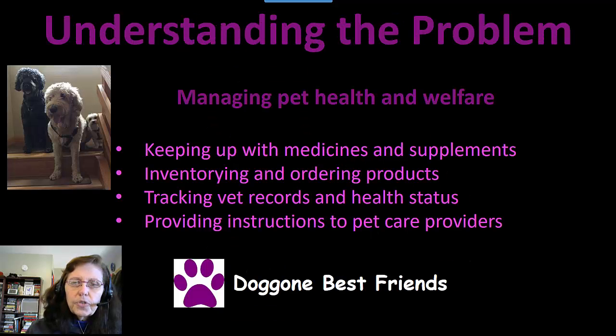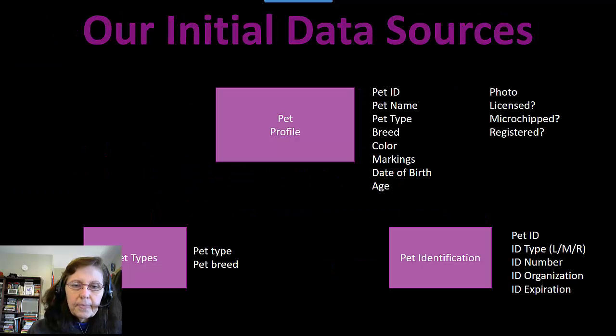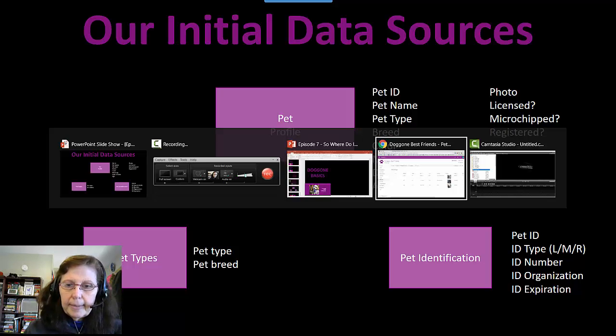And so just to review a little bit, we decided to build a pet health and welfare application. The intent of this app is to keep up with appointments, medicines, vet records, instructions for pet care providers, etc. And the pack got together and decided we were going to call it Doggone Best Friends. We created some initial data sources, a pet profile, a pet types list, and a pet identification list. We're using SharePoint for that.